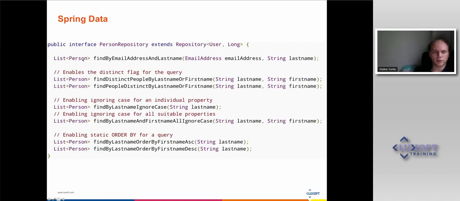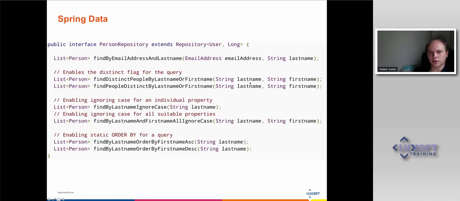In our case, person is the superclass for user. That's why we are getting person here, and here we are defining user. So we automatically get the method which will find the person by its email address and last name. And the same way we can define various other methods like find distinct people by last name or first name.